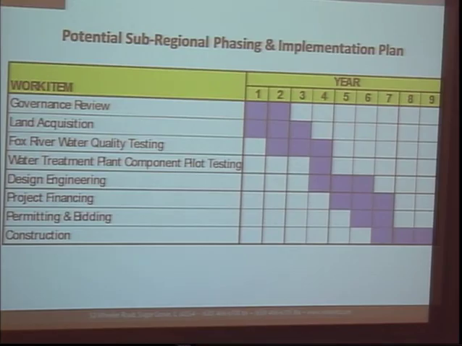One of the first work items is probably to talk about governance. So would you organize as a JAWA? There's going to be some positives to that, and there might be some negatives. Would you organize as a water commission? How about as a water authority?